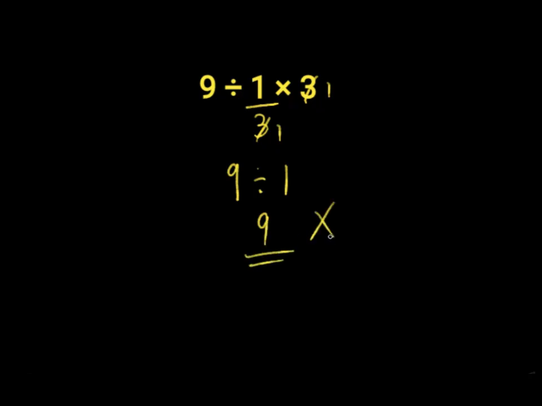9 is the wrong answer to this question because we are to solve division first before solving multiplication, because division and multiplication have equal priorities, so we should work from our left to our right. Let us solve the right answer to this question.